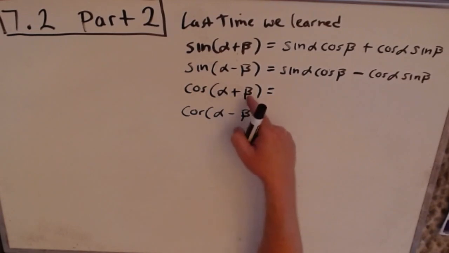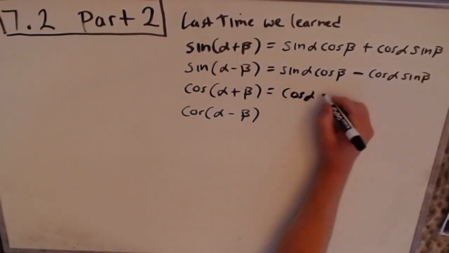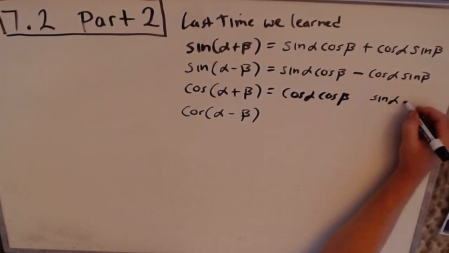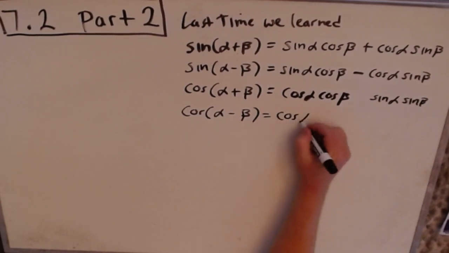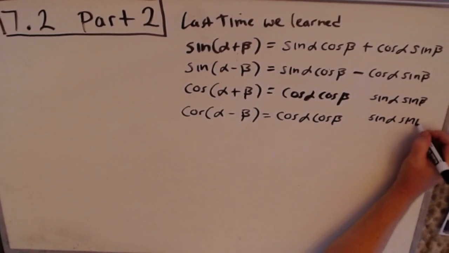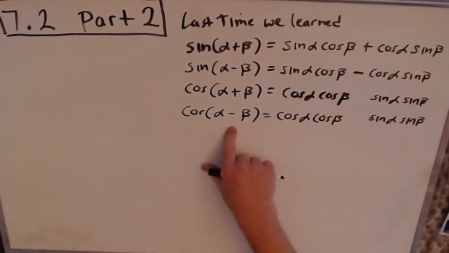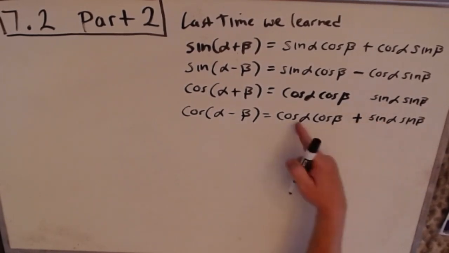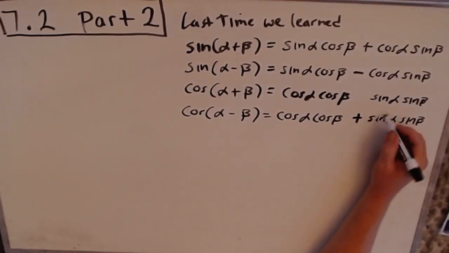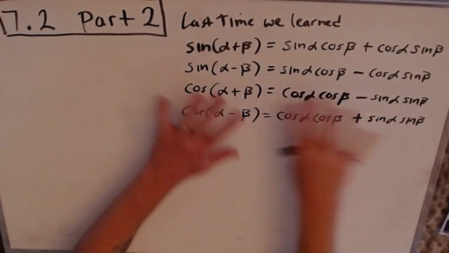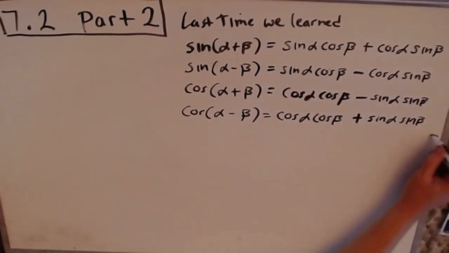For cosine, it's double cosines and then double sines. Let's write both of them down. And then remember, cosine is the weird one. If it's the difference, when you translate it into this formula, it becomes the sum. And if it's the sum, then it translates to become the difference. So those are the four formulas that we learned last time.